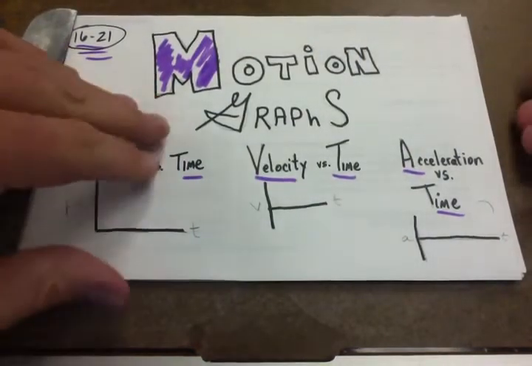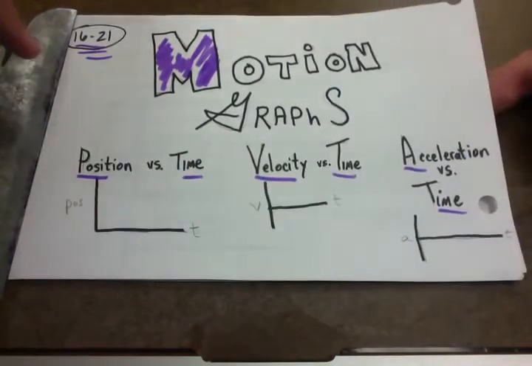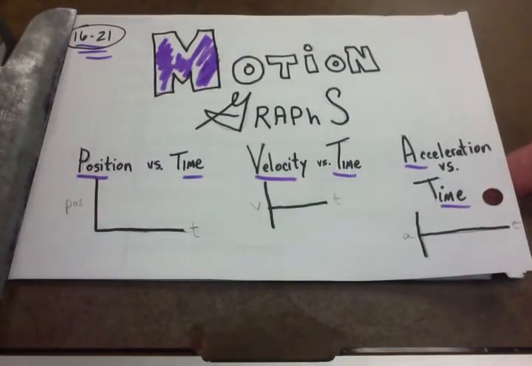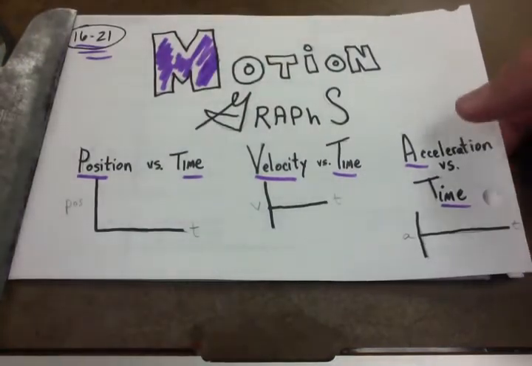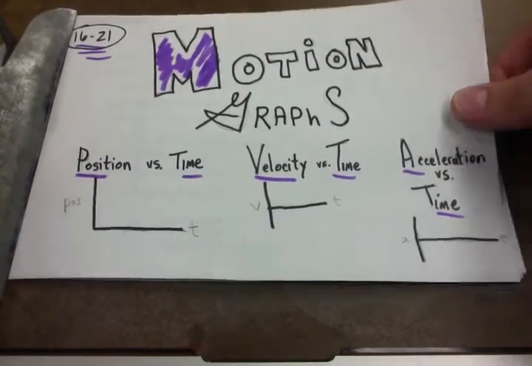Okay, so what are these motion graphs all about? We're going to go through position versus time, velocity versus time, and acceleration versus time. Okay, let's go back to our first day of school. Now, this constant velocity, we're just moving a car down the hallway. So let's take a look here at what that would be.